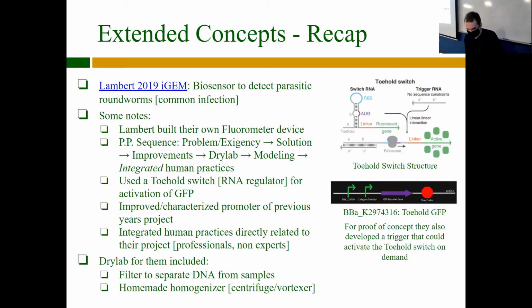Recap from last week. Last week, I briefly covered one of the iGEM 2019 teams. It was the high school Lambert team. And what they did is they created a biosensor that detected the parasitic roundworms, among a few other different types of parasites that are very, very common within developing countries because the water that they drink is not properly filtered.